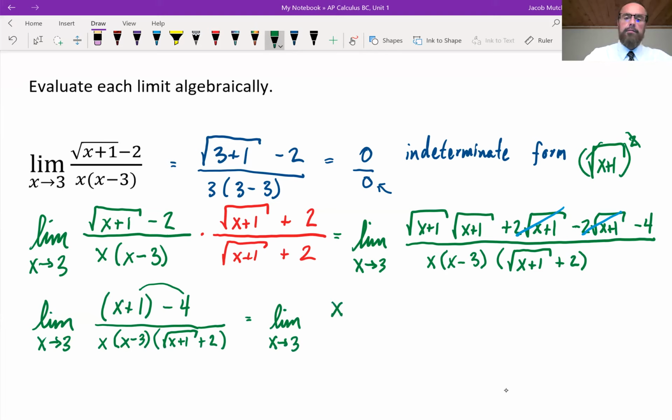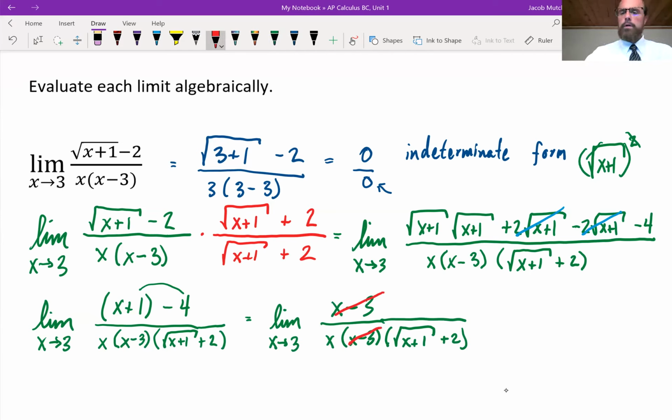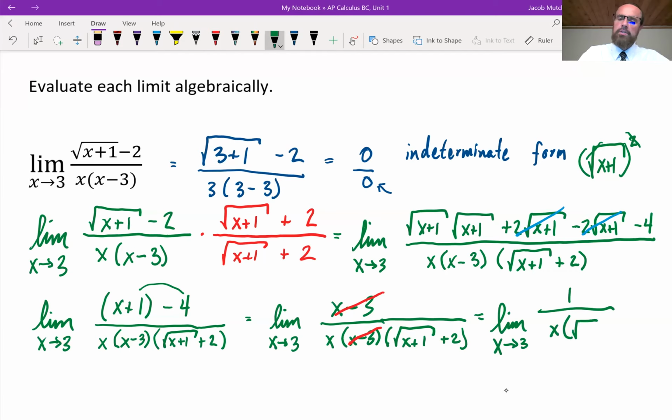x minus 3 above, x minus 3 below. And lo and behold, that cancels out the piece that was making this an indeterminate form. And that's really sweet. You just never get tired of that cancellation. Well, let's work on what's left. So at this point, we've got the limit as x approaches 3 of 1 over x times the square root of x plus 1 plus 2. That there is ready for direct substitution.